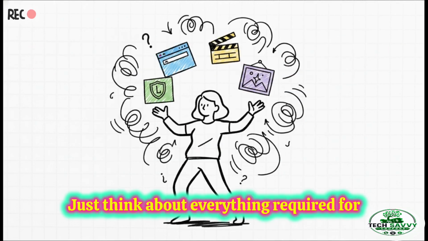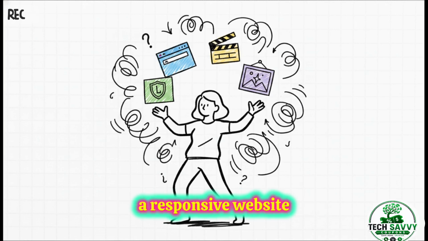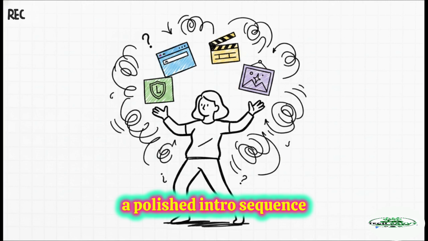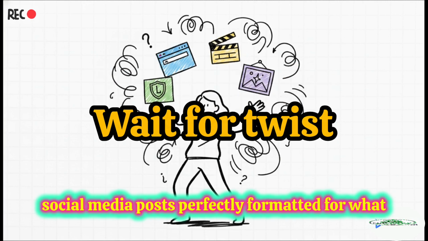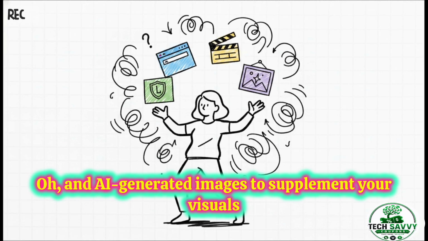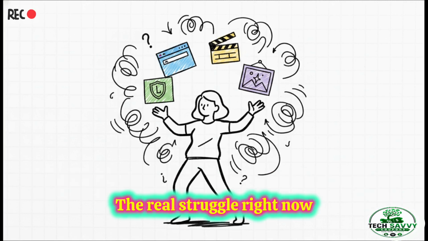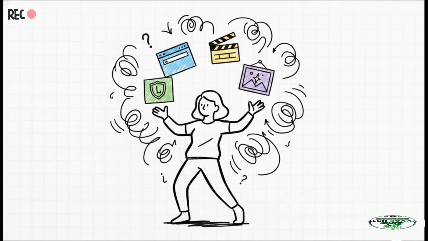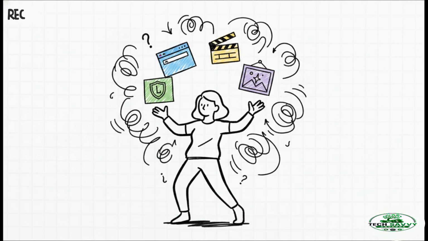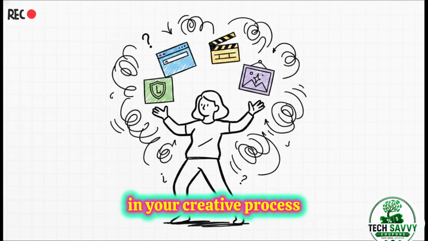Just think about everything required for one single project these days. You need a logo, a responsive website, a super engaging thumbnail, a polished intro sequence, social media posts perfectly formatted for 5 different platforms? Oh, and AI-generated images to supplement your visuals. It's a lot. The real struggle right now, according to the review we're analyzing, is just managing this sheer exhausting volume of different assets. It is completely overwhelming, and it leads straight to a massive bottleneck in your creative process.